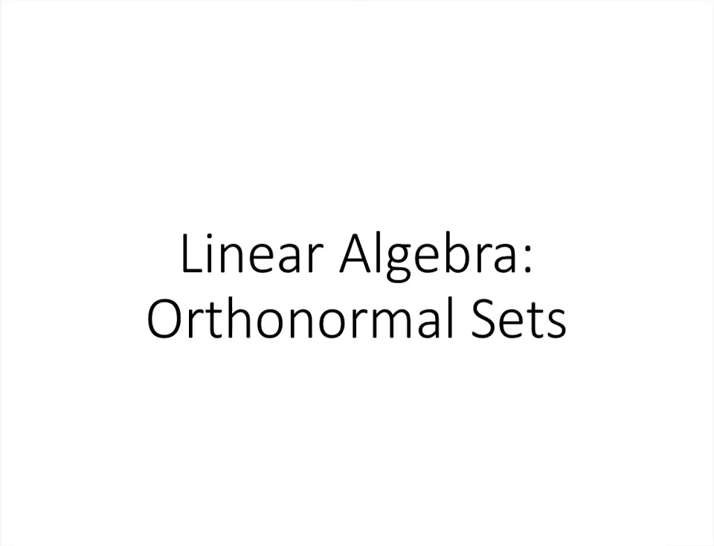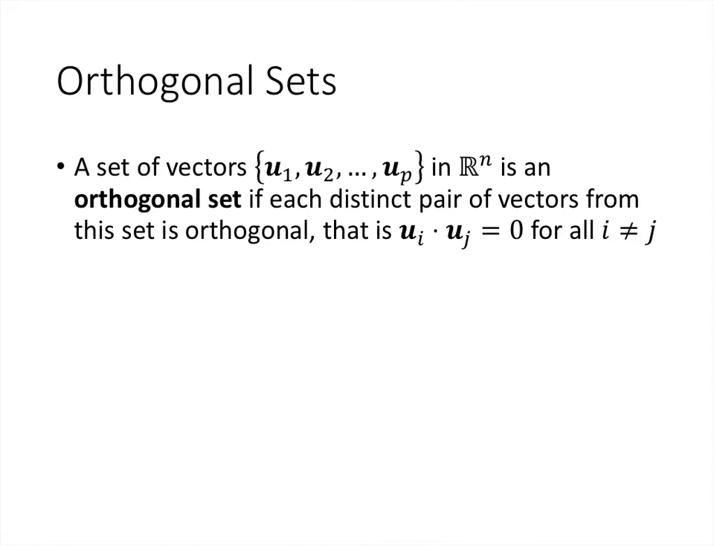In this lecture, we're going to talk about orthonormal sets of vectors. Previously, we talked about what it means for a set of vectors to be orthogonal, and basically what that means is that each pair of distinct vectors is an orthogonal pair of vectors. If I ever take u sub i dot u sub j, I always get 0 as long as i and j are different.